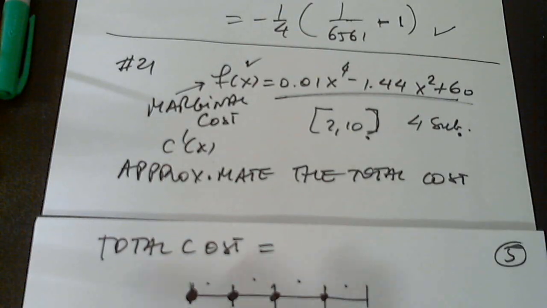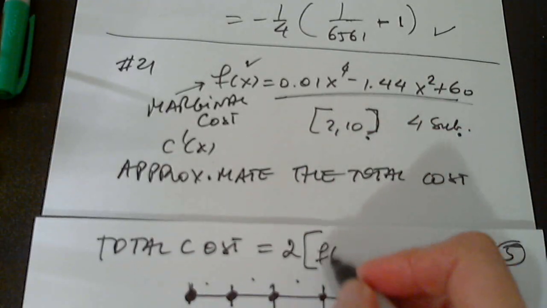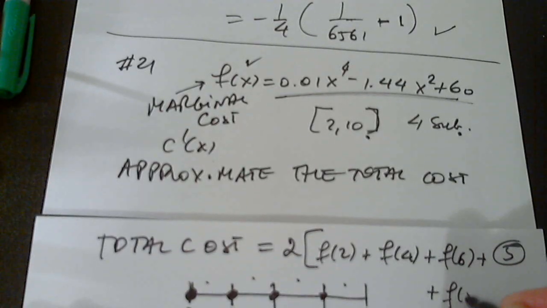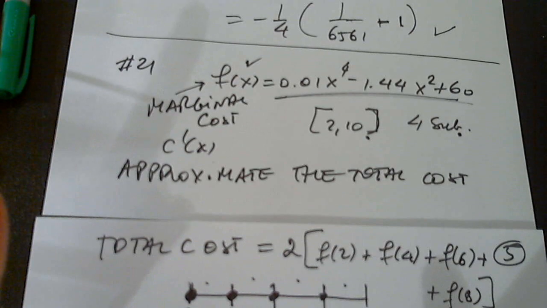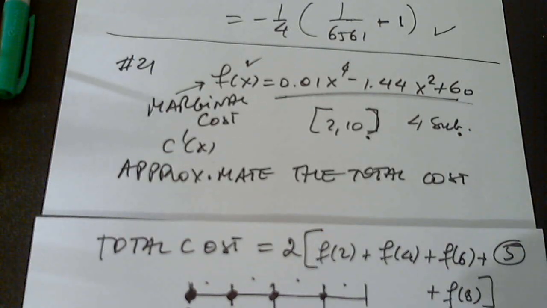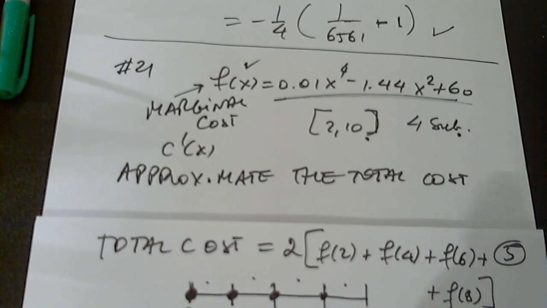Good. So the base for all of them is 2 times the function f of 2 plus f of 4 plus f of 6 plus f of 8. That's it. So I plug 2 in the function, 4 in the function, 6 in the function, 8 in the function, I add those quantities, multiply by 2, and I get a number. And that is the approximate total cost between these two using 4 subintervals. This number. I want to show you how I would get this number.